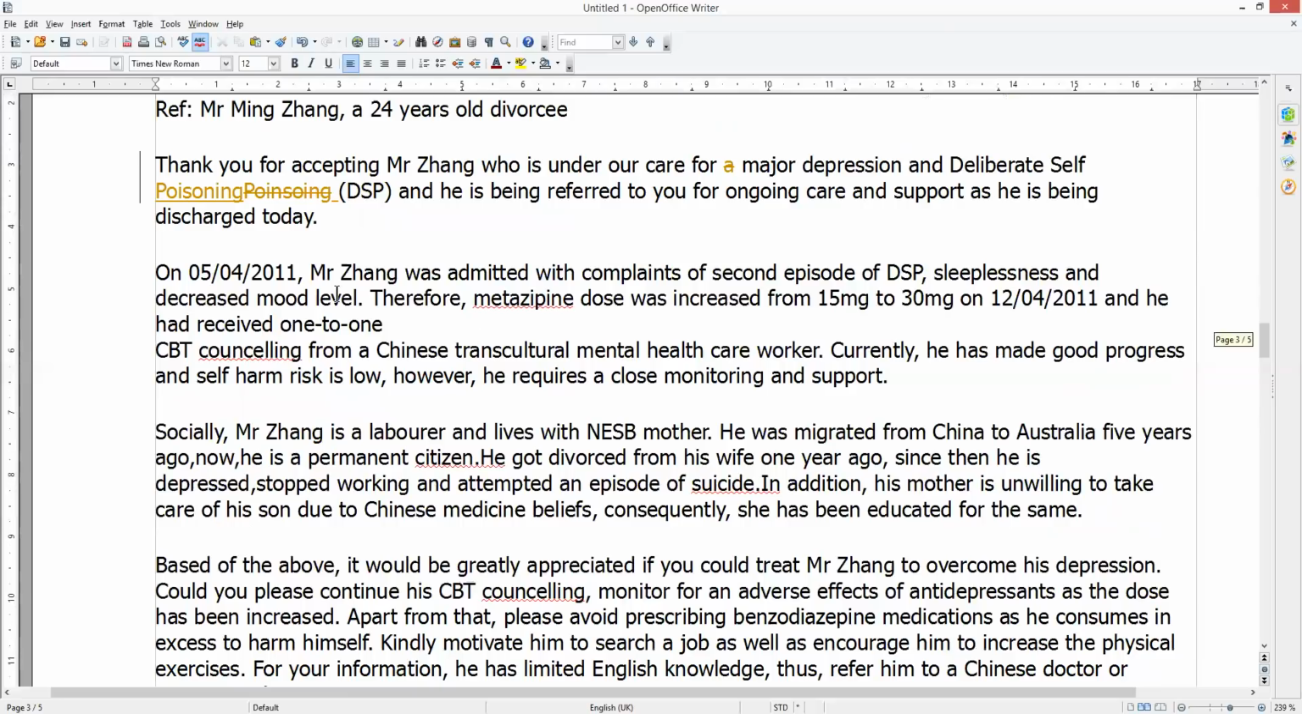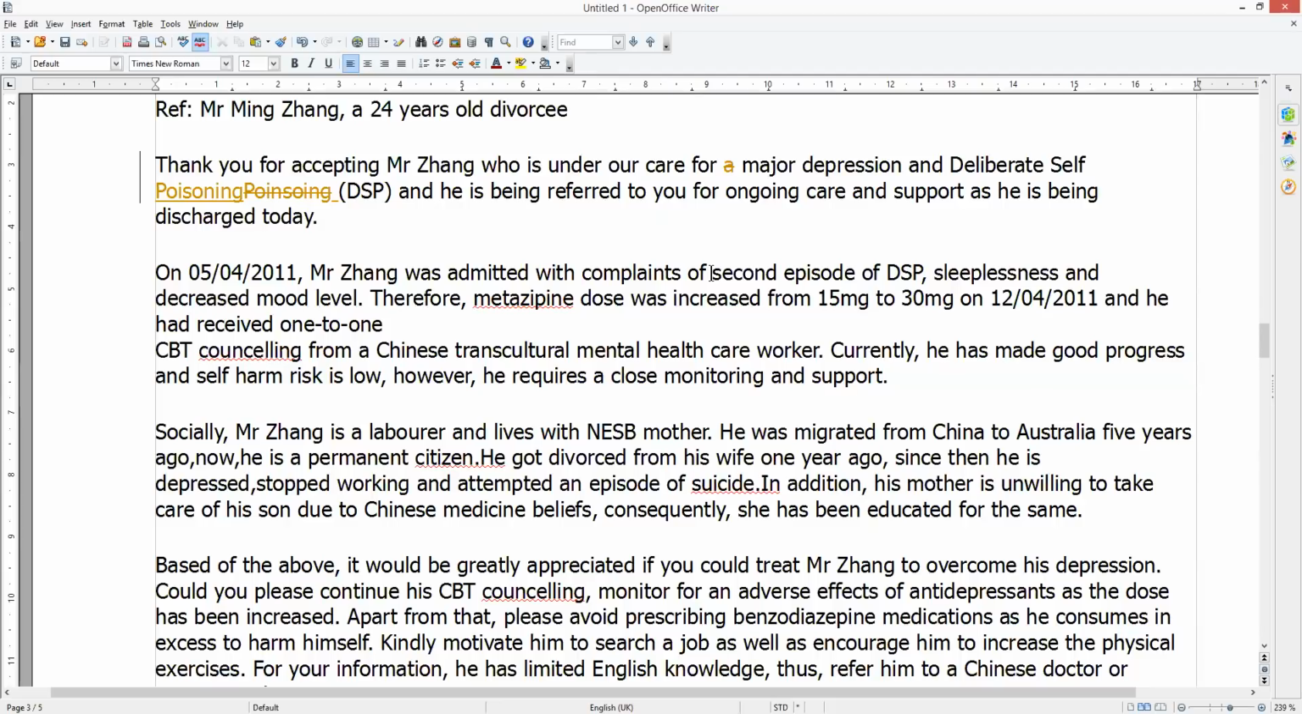Okay. Mr. J was admitted with complaint of a second episode of a second. Admitted with complaint of a second episode. Well, he deliberately poisoned himself because he wants to die, presumably. I mean, why else would you poison yourself?